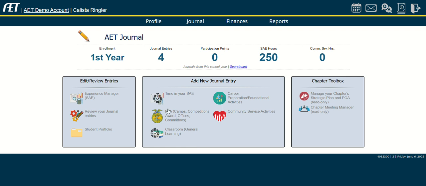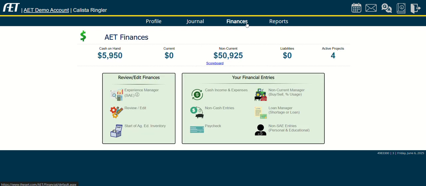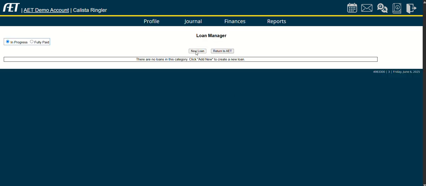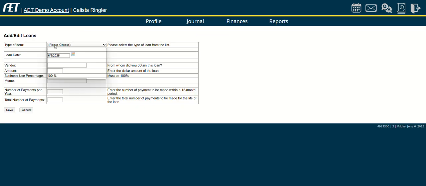So what we've gone over so far, we've gone over how to do income and expenses for our operation. We went over how to do non-cash entries. So how did I gain ownership of that land? The last thing we're going to do is go over the loan manager here. Okay, so let me hit new loan.